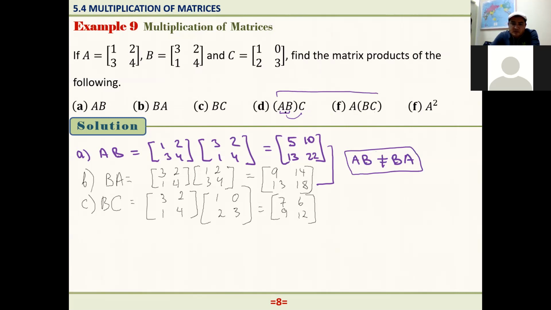If you are given three matrices, first multiply two matrices together and multiply by the third matrix on the right, it's the same as first multiplying B and C, and after that multiplying by A on the left. It gives us the same result. But we are not going to do both here. We just do one of them. Let's do D. That's enough. Can we do here D? Okay.